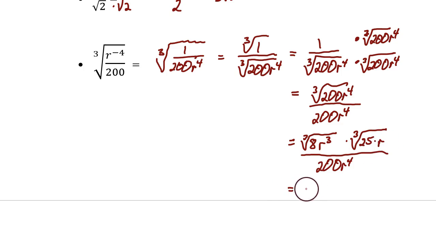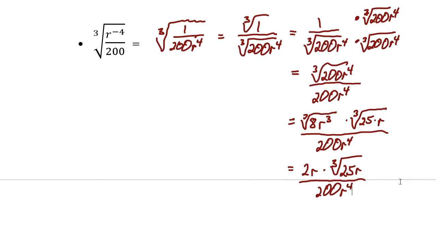Now we can get to the final answer. The cube root of 8 is 2. The cube root of r to the third power is r. The other radical stays as a radical. And this is all divided by 200r to the fourth power. Final step is to reduce. The 2 over 200 reduces to 1 over 100. The r in the top will cancel away one of the r's in the denominator, leaving r to the third power. And the radical stays in the top.